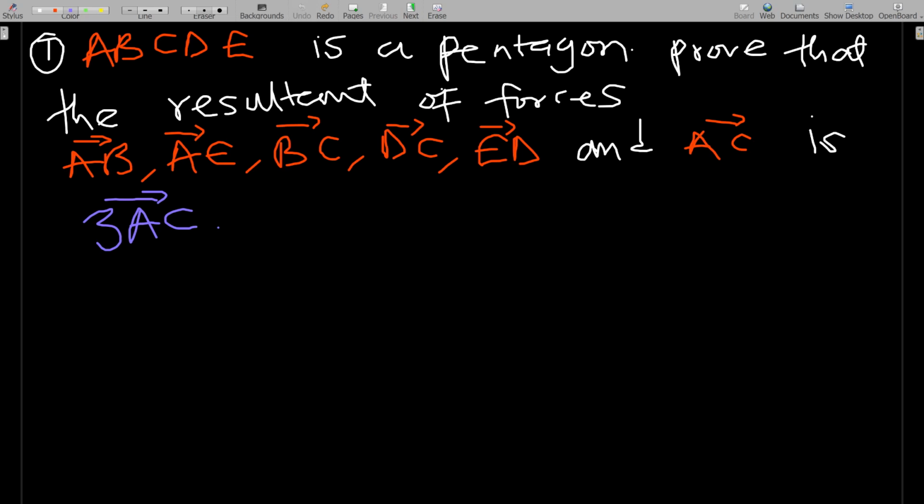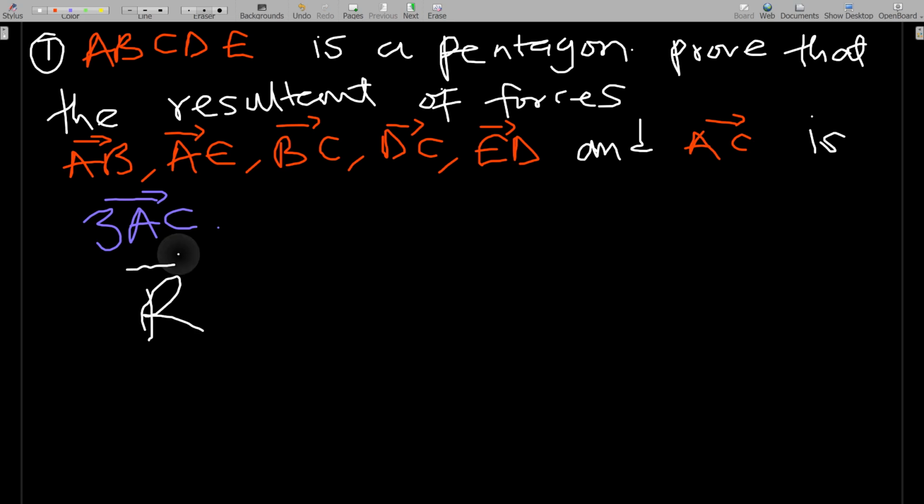You can solve this particular question in so many ways. You can choose to use a diagram where you draw the pentagon, or you can choose to go by the resultant of vectors method. When you talk about the resultant of a particular set of vectors, we are talking about the vector sum of all the vectors.